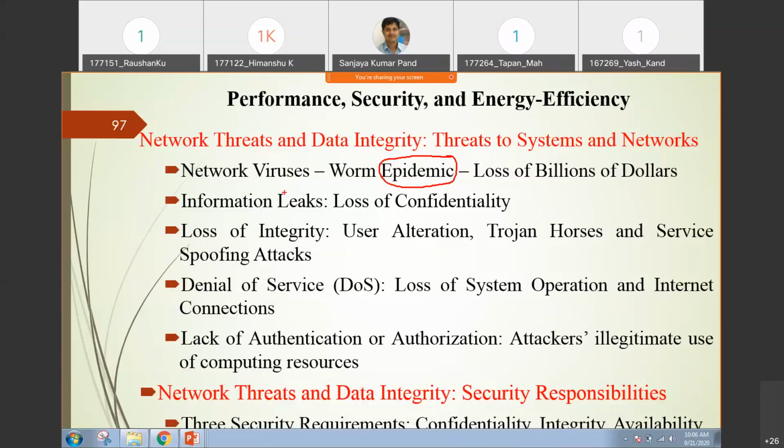If a network virus is attached to a particular network, and the entire network of a particular country or a particular location is down for a subsequent period of time, then we can say it is an epidemic. But if it slows down the entire network of the whole world, then you can call it a pandemic, which will lose you billions of dollars, because many transactions are going on. So all the transactions will not be done, right?